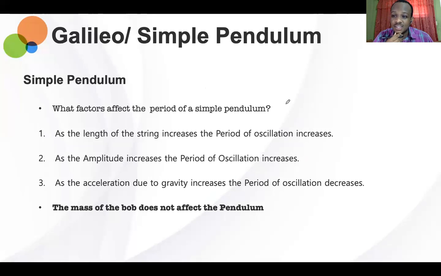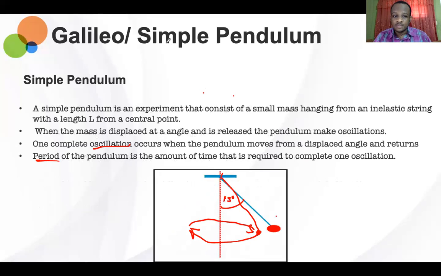All right. Let's go back over it again. So, the simple pendulum. This is an experiment. The entire simple pendulum is an experiment.